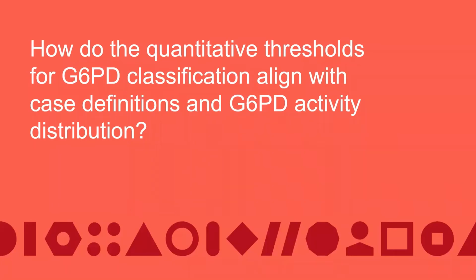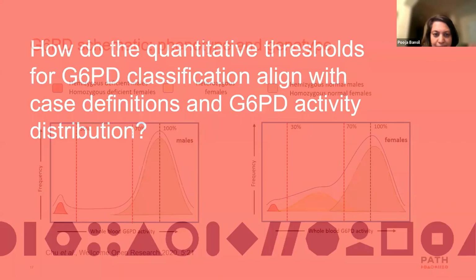Yeah, so with that, I'll hand it over to Pooja to talk a little bit about those 4 specific questions that we raised. Thanks, Emily. I'm going to first present data to address some of the common challenges related to the test interpretation and use, and then talk about the clinical implications of a semi-quantitative test. So how do the quantitative thresholds for G6PD classification align with case definitions and G6PD activity distribution?